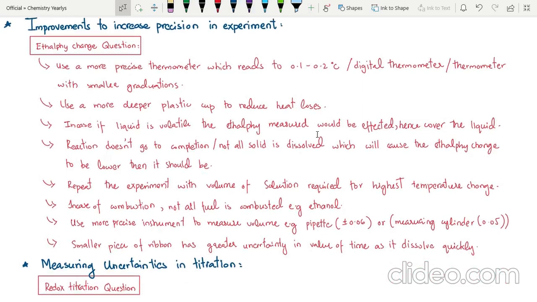Now the next point is: a smaller piece of ribbon has greater uncertainty in the value of time as it dissolves quickly. This question was particularly asked in a question where the magnesium ribbon and the acid were reacting. They asked us whether the smaller ribbon or the longer ribbon would have a greater uncertainty in the value of time. So we said that the smaller piece of ribbon has greater uncertainty because it dissolves quickly.